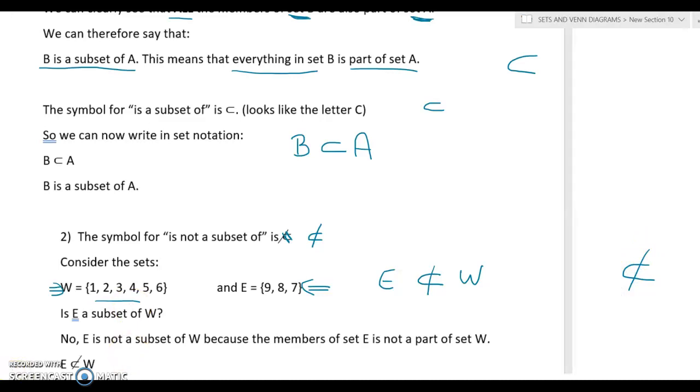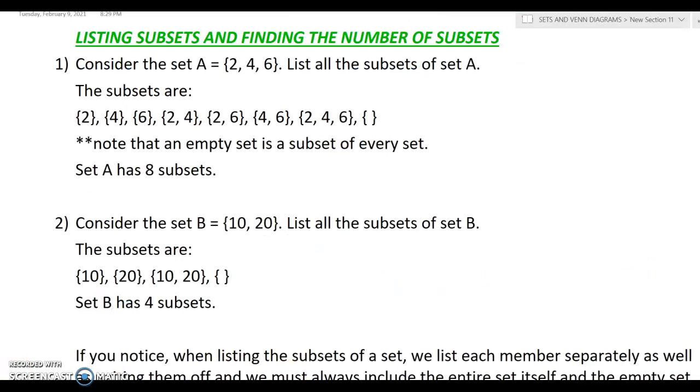So far so good. Now we'll be looking at listing subsets and also finding the number of subsets in a set. So let's look at number 1. Consider set A. Set A is the set 2, 4, and 6. Those are the members of set A: 2, 4, and 6. So the subsets, how do we write them? We can write each number separately in a set. So 2, 4, and then 6. So you see we have them separately, right? So this set is a subset of the main set. The set with 4 is a subset of the main set. The set with 6 is a subset of the main set.